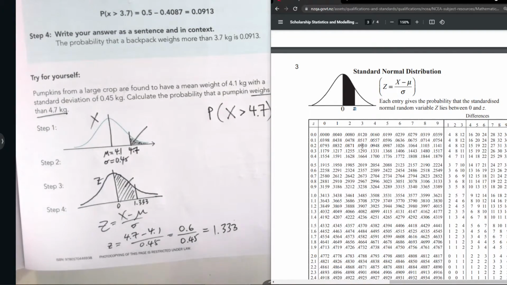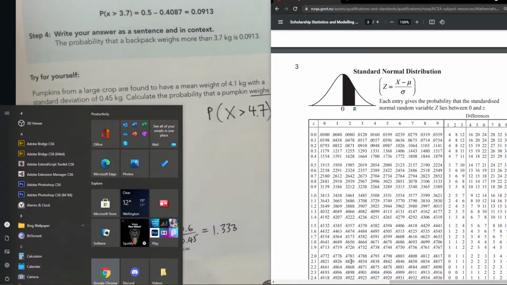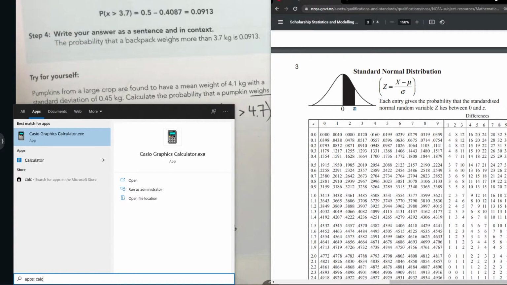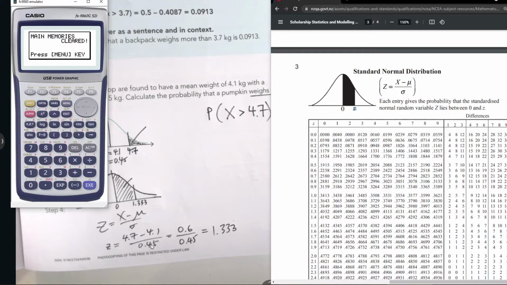1.3 recurring. Man, the more I think about it, the more I doubt if what I did was correct. Dang it, I just want to confirm for you guys. Okay, 0.6 over 0.45.